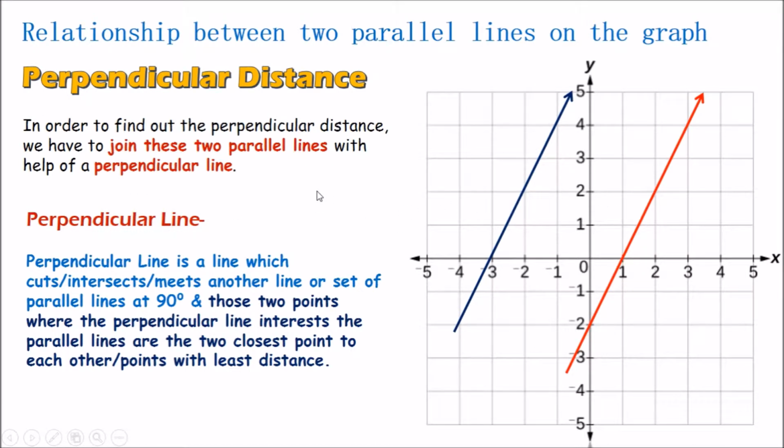In order to find out the perpendicular distance of these two lines, we have to join these two parallel lines with the help of a perpendicular line. And the simple definition of a perpendicular line is a line which cuts, intersects, or meets another line or a set of parallel lines at a 90-degree angle. And those two points where the perpendicular line intersects the parallel lines are the two closest points to each other, or we can say two points with the least distance.